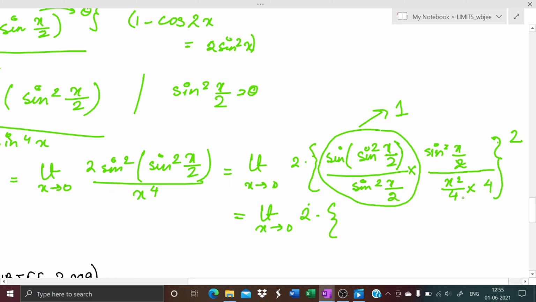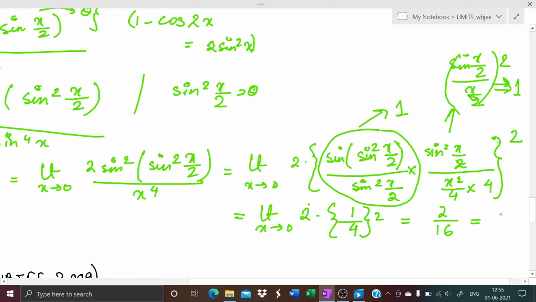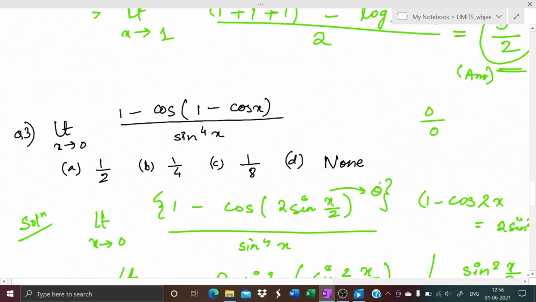And over here, what you will have, here also it will become sine x by 2 by x by 2 whole square, so it will also become 1. So you will have 1 by 4 whole square. Okay, so that would be equals to, so this is again a number, so this would be equals to 2 by 16, that is 1 by 8. So the correct option will be option C.